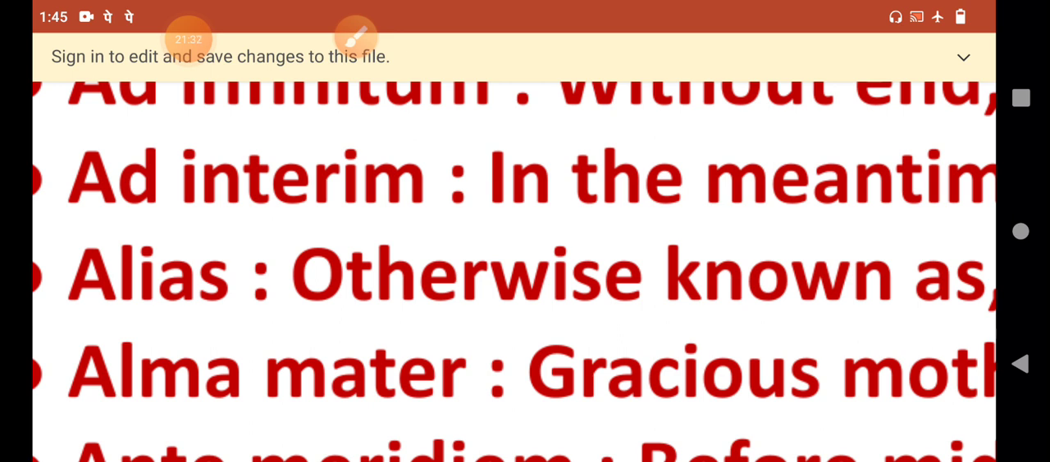This is the alias. For example, one of the criminals was traveling under the alias. That means his false name, not an actual name, not an original name. He was using a name that was not his real name. That is the alias. We have seen it in many newspapers daily, on some occasions.